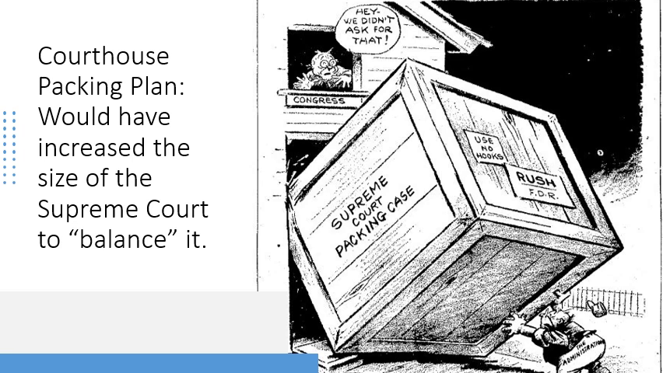Okay, so FDR is going to come up with something called the courthouse packing plan. The idea of this is a lot of his New Deal legislation was being struck down by the Supreme Court. The Supreme Court was kind of conservative at the time, and they were like, this looks a lot like socialism. We don't like it. So they would strike down these alphabet soup corporations and things like that. And FDR was like, no, this is great, this is working, how dare you?